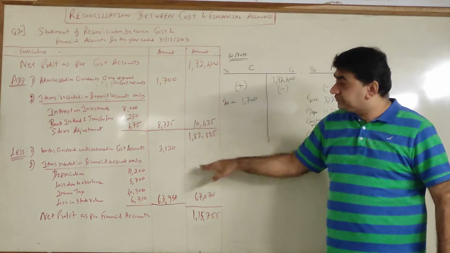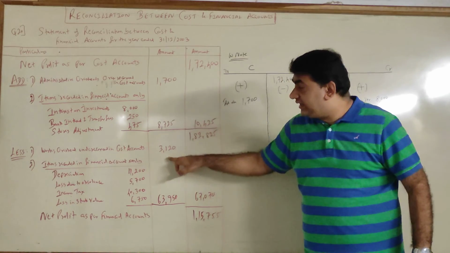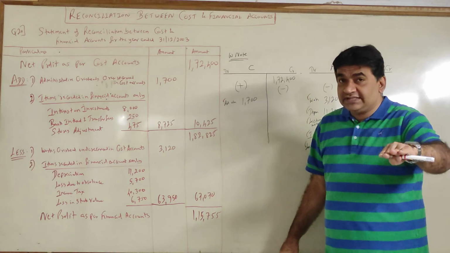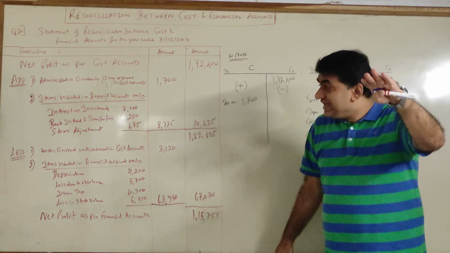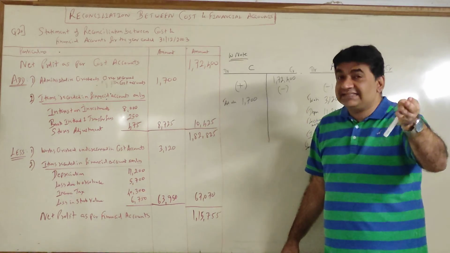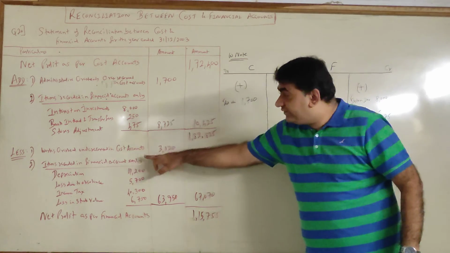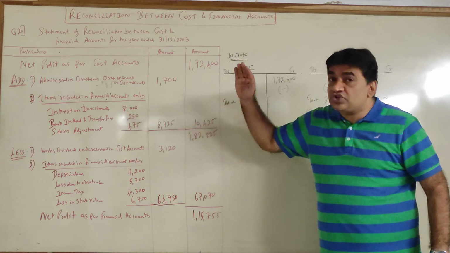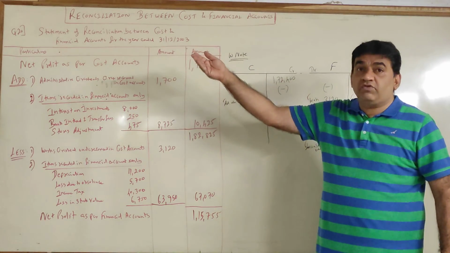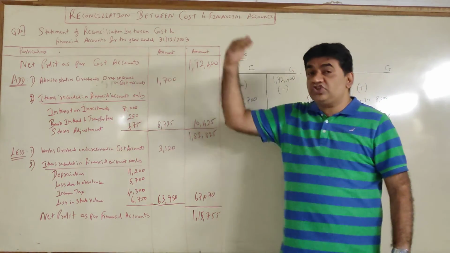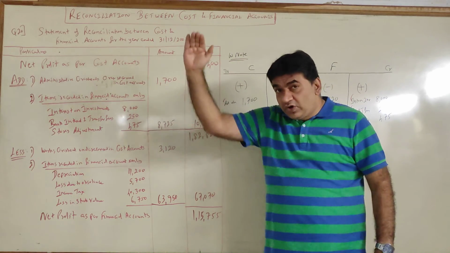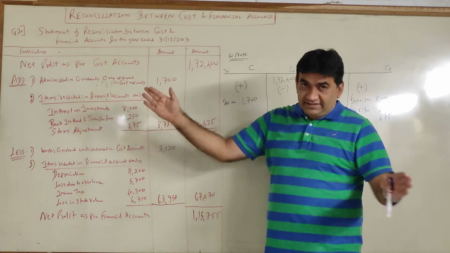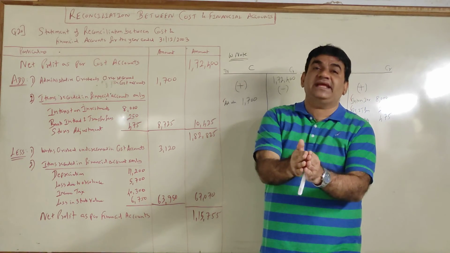Vice versa here. Works overhead under recovered in cost. It is recovered less in cost. Okay, less in cost, more in finance. That means if the expenses in costing are less, costing ka profit is more. So because costing ka profit is more, I want to match it with finance, so I will deduct. So if I deduct, I will come closer to finance.